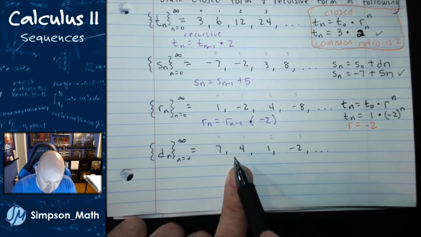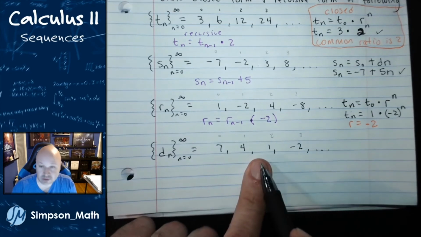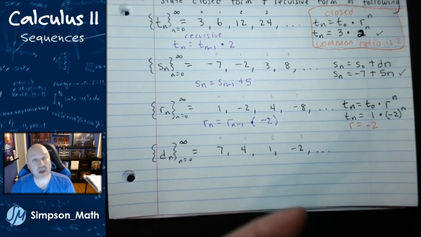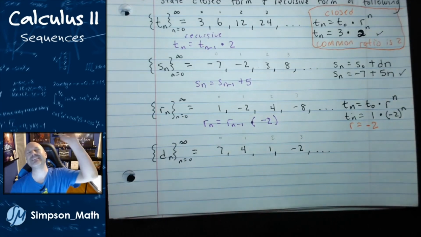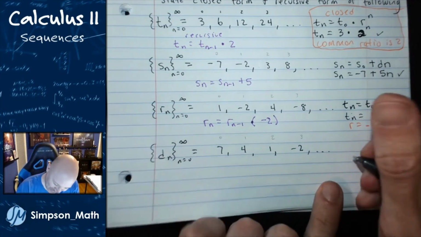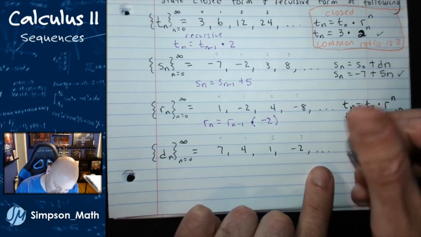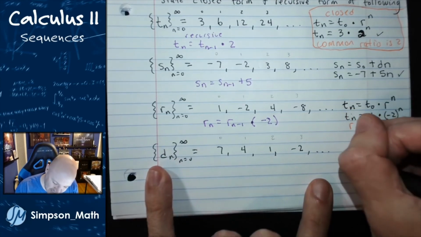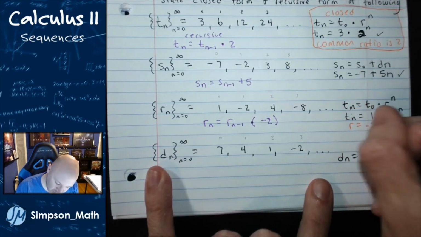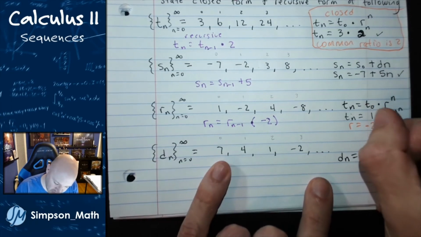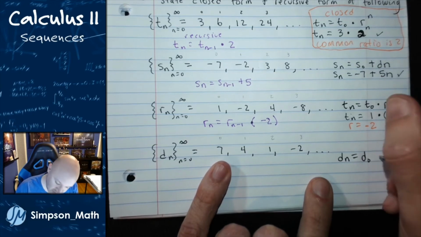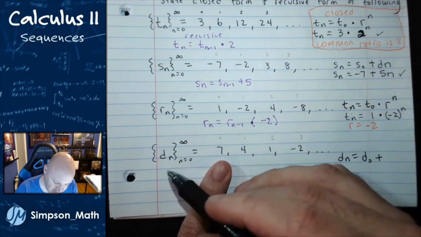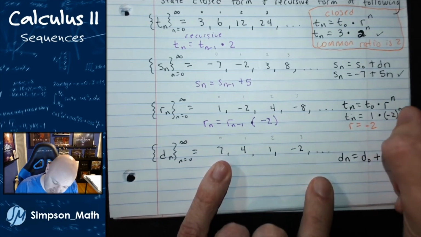Let's do this one. This is subtract 3, subtract 3, subtract 3. Arithmetic. That is easy now. I was confused when I was writing it, but now it's easy. All right. Arithmetic. So dn will be equal to the initial term d naught plus dn. Oh, that's not helpful, but dn.